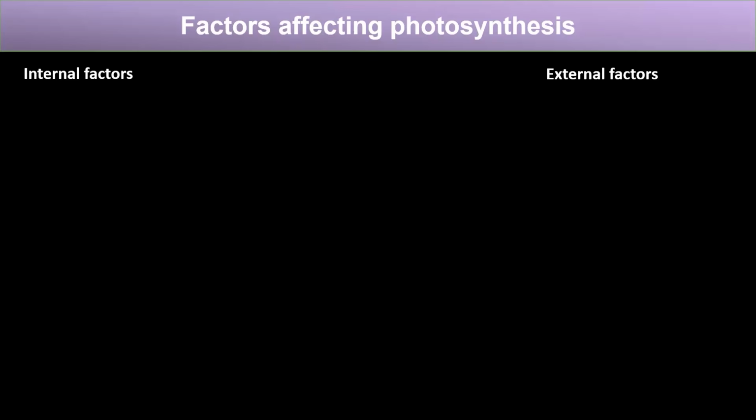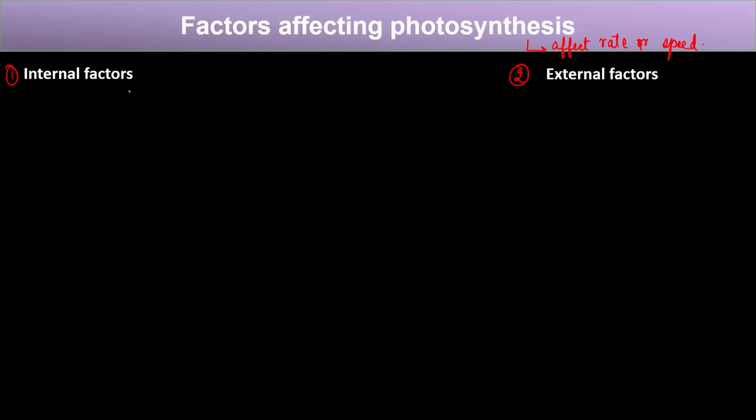Now, today we'll discuss the last topic of this chapter, that is factors affecting photosynthesis. These are the factors that affect the rate or speed of photosynthesis. These factors are of two types. The first one is the internal factors, and the second is the external factors.